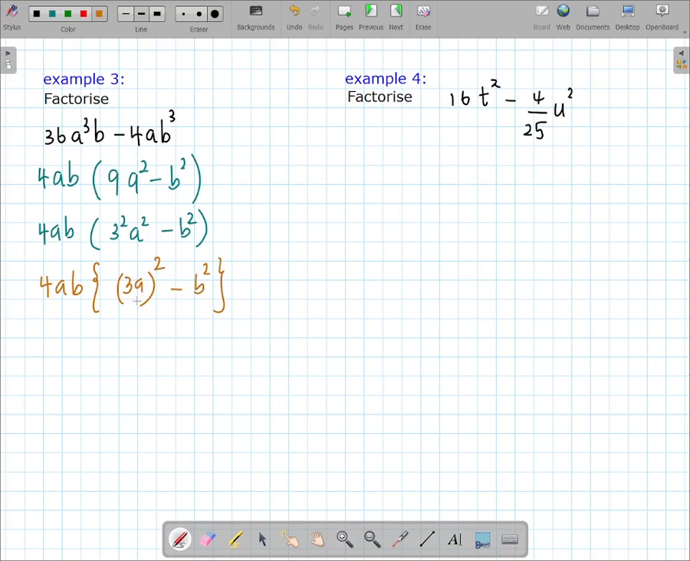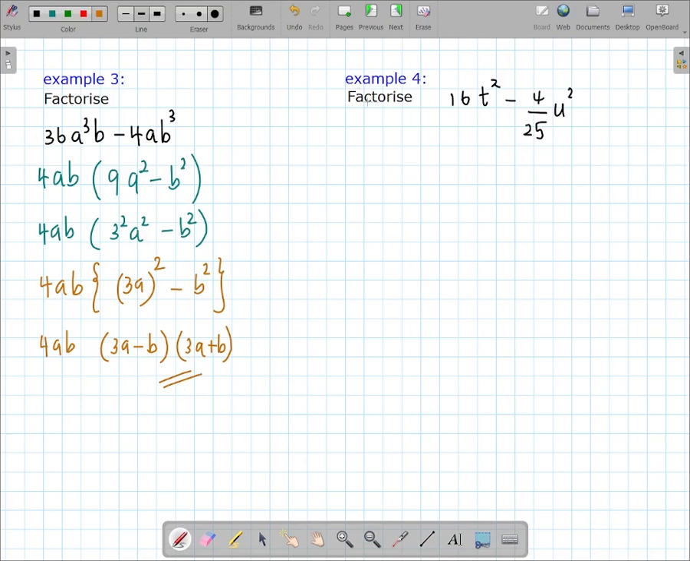Then inside the bracket we have a difference of two squares. Then this can be written as two brackets. How? 4ab, two brackets, (3a minus b)(3a plus b). So the final answer is 4ab(3a minus b)(3a plus b).